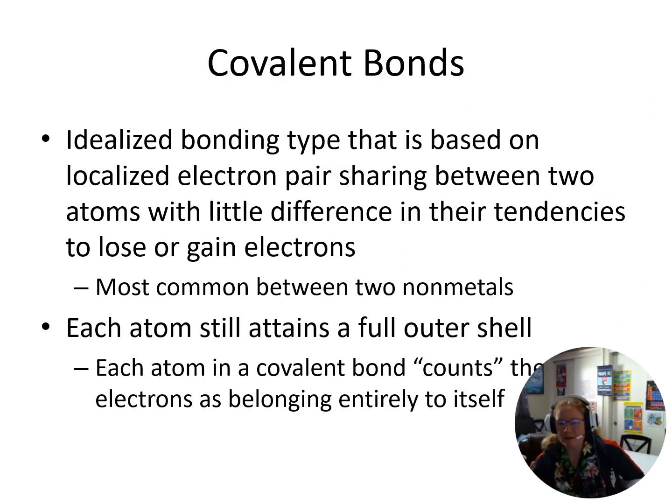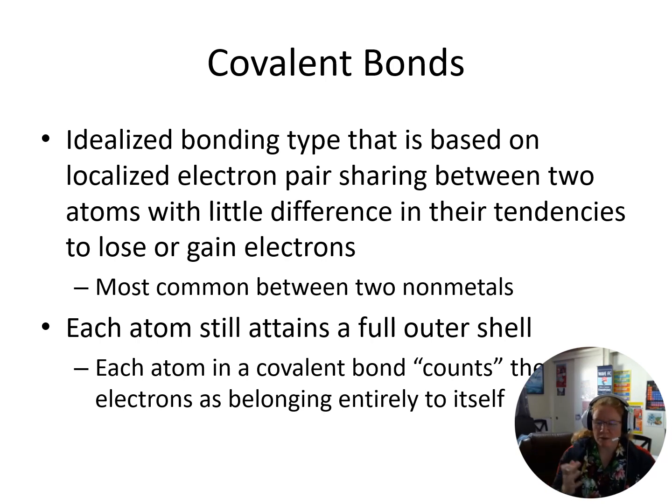Now, covalent bonding, we say, is an idealized type, because the model here is that if atom A and atom B share electrons together, then atom A takes all those shared electrons and counts them as belonging to atom A, and atom B takes all those shared electrons and counts them as belonging to atom B, okay?